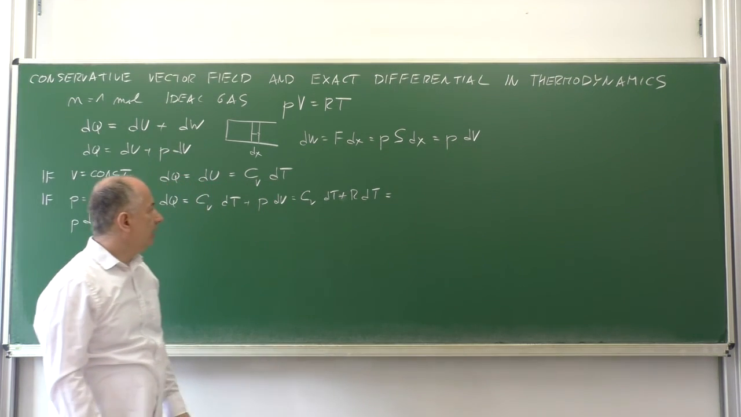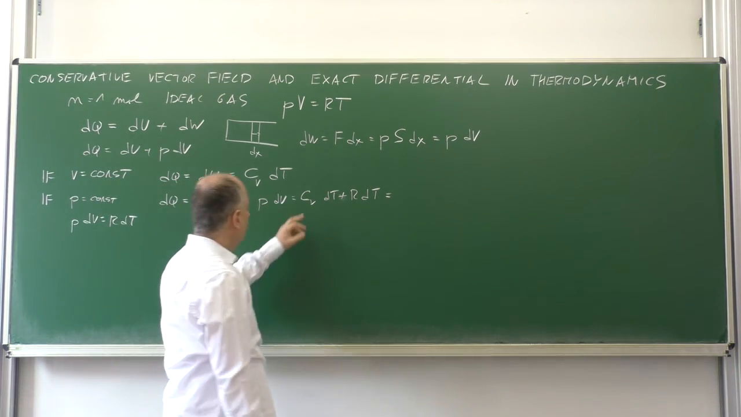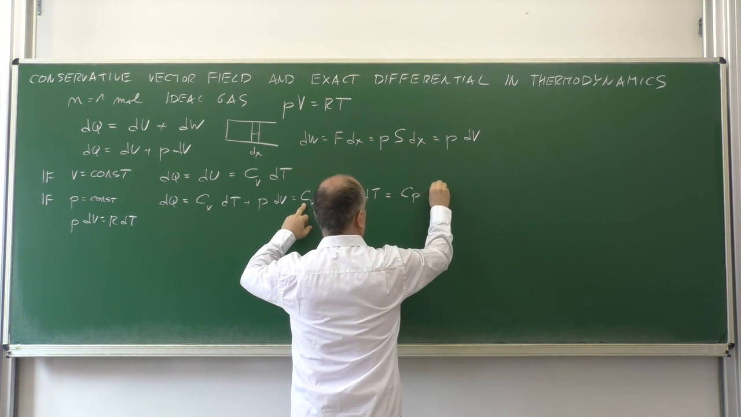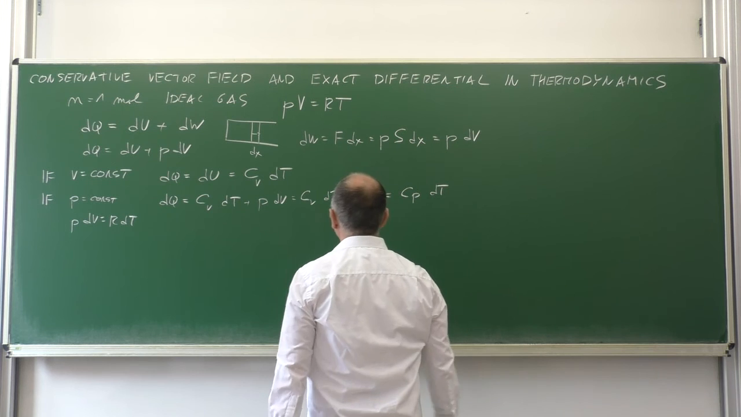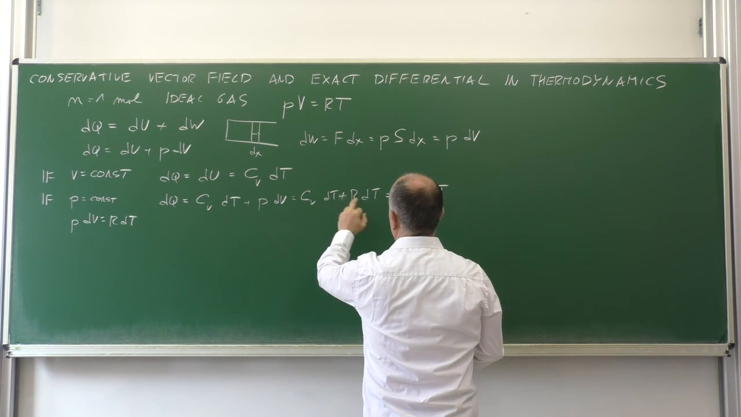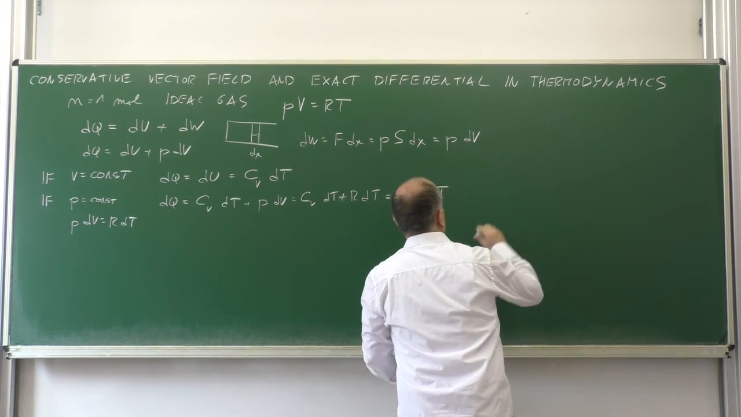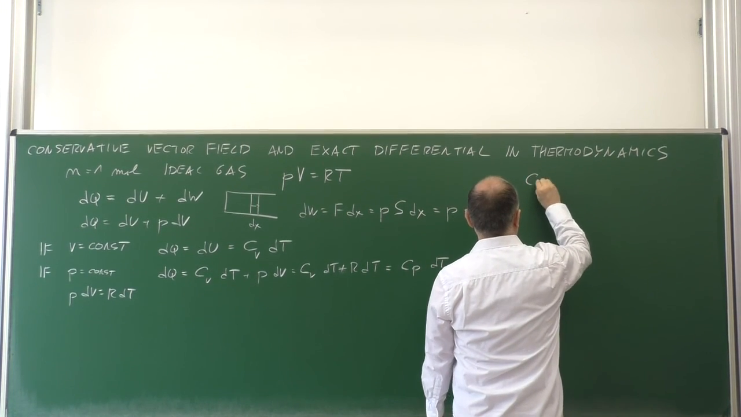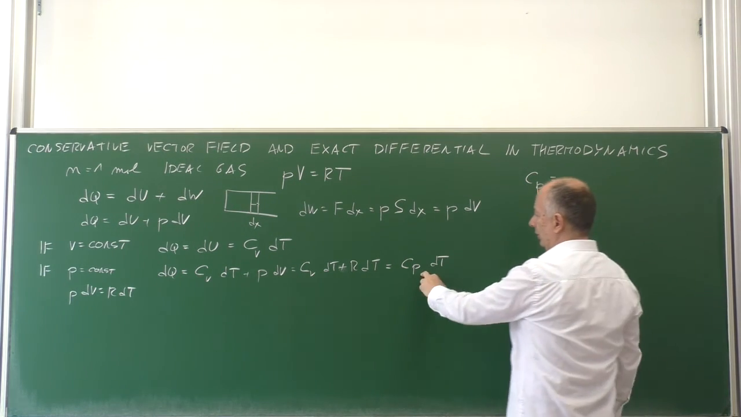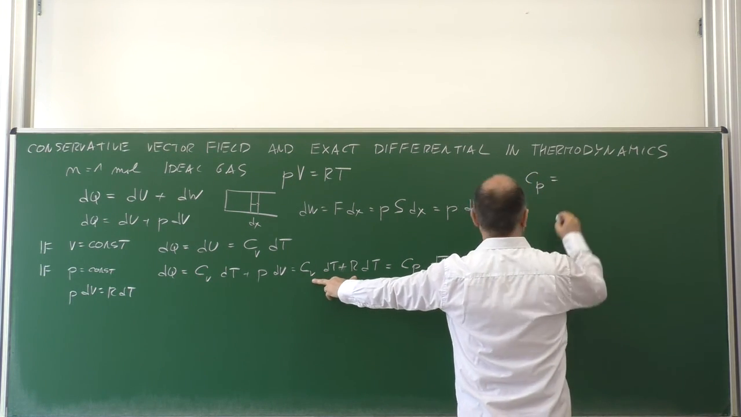And if we again introduce the heat capacity with constant pressure, then we see that Cp is Cv plus R. Let's write it here because we will need it later. Cp, the heat capacity with constant pressure, is equal to Cv plus R.